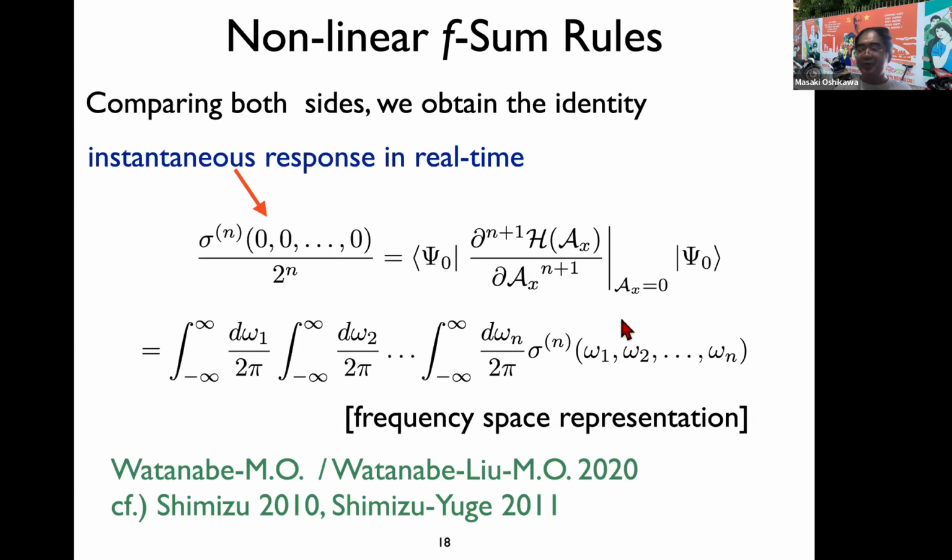And actually, this is nothing but a generalization of another very famous result, the F-sum rule or frequency sum rule for linear response. So if you take n equals 1, this is the usual optical conductivity. And if you integrate optical conductivity over the entire frequency, then this integral should be given by an expectation value like this. And for linear response, this is another very well-known result. But in this way, we can naturally generalize to arbitrary order of nonlinear response.